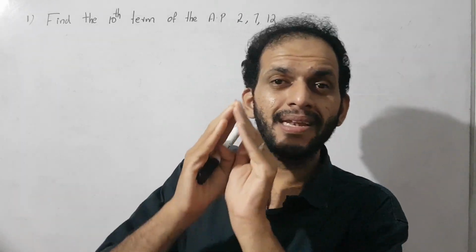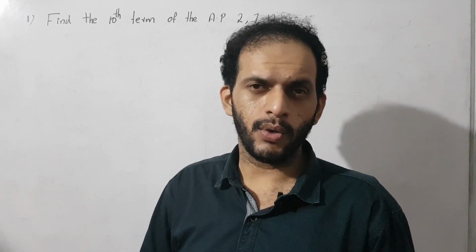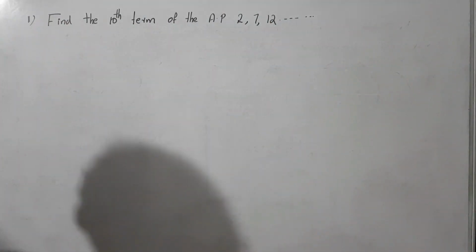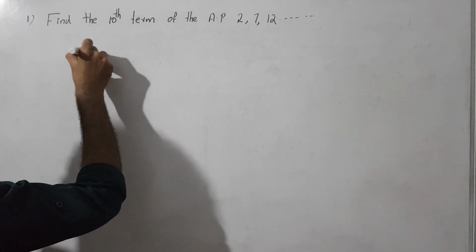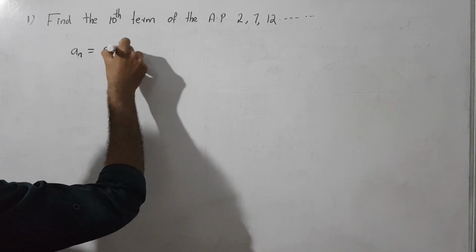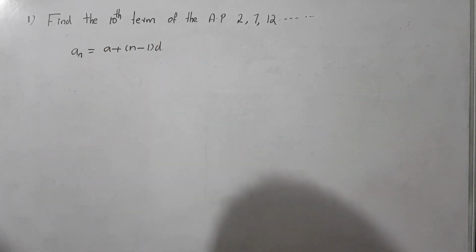Then if we need to find a term in a particular position, we apply the equation an is equal to a plus n minus 1 into d. That is the general form. Okay, so we write first what is the general form of an equation. The general form of an AP is an is equal to a plus n minus 1 into d.